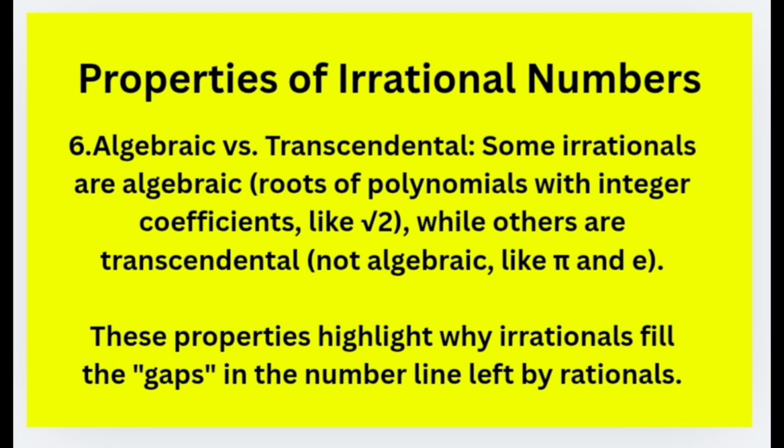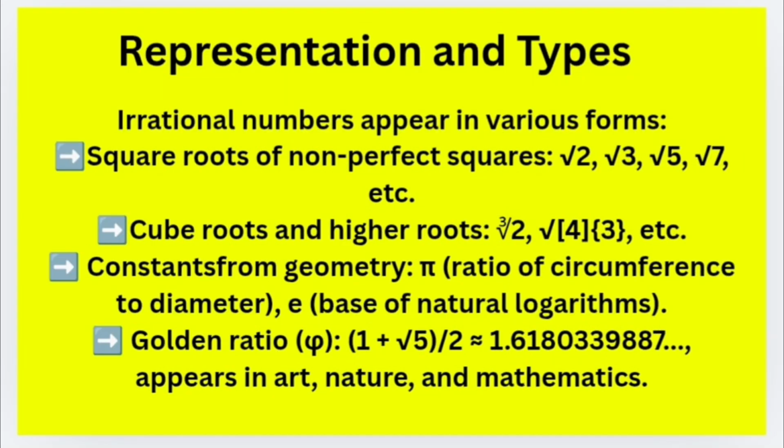The last, or the sixth property, algebraic versus transcendental. Some irrationals are algebraic, or roots of polynomials with integer coefficients, like the square root of 2, while others are transcendental, or not algebraic, like pi and e. These properties highlight why irrationals fill the gaps in the number line left by rationals.